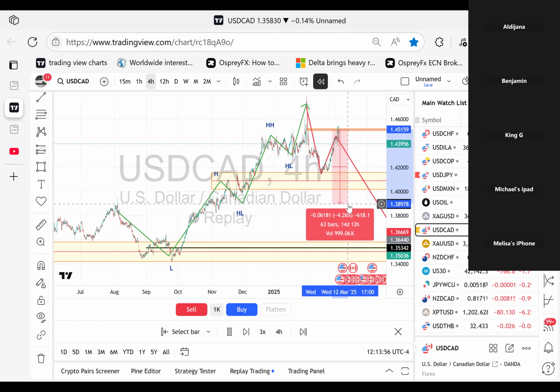Y'all quiet, so that tells me y'all don't understand. Because we broke this swing low, we know the market is selling. Y'all get it? Okay. Yeah, that's called a change of character.